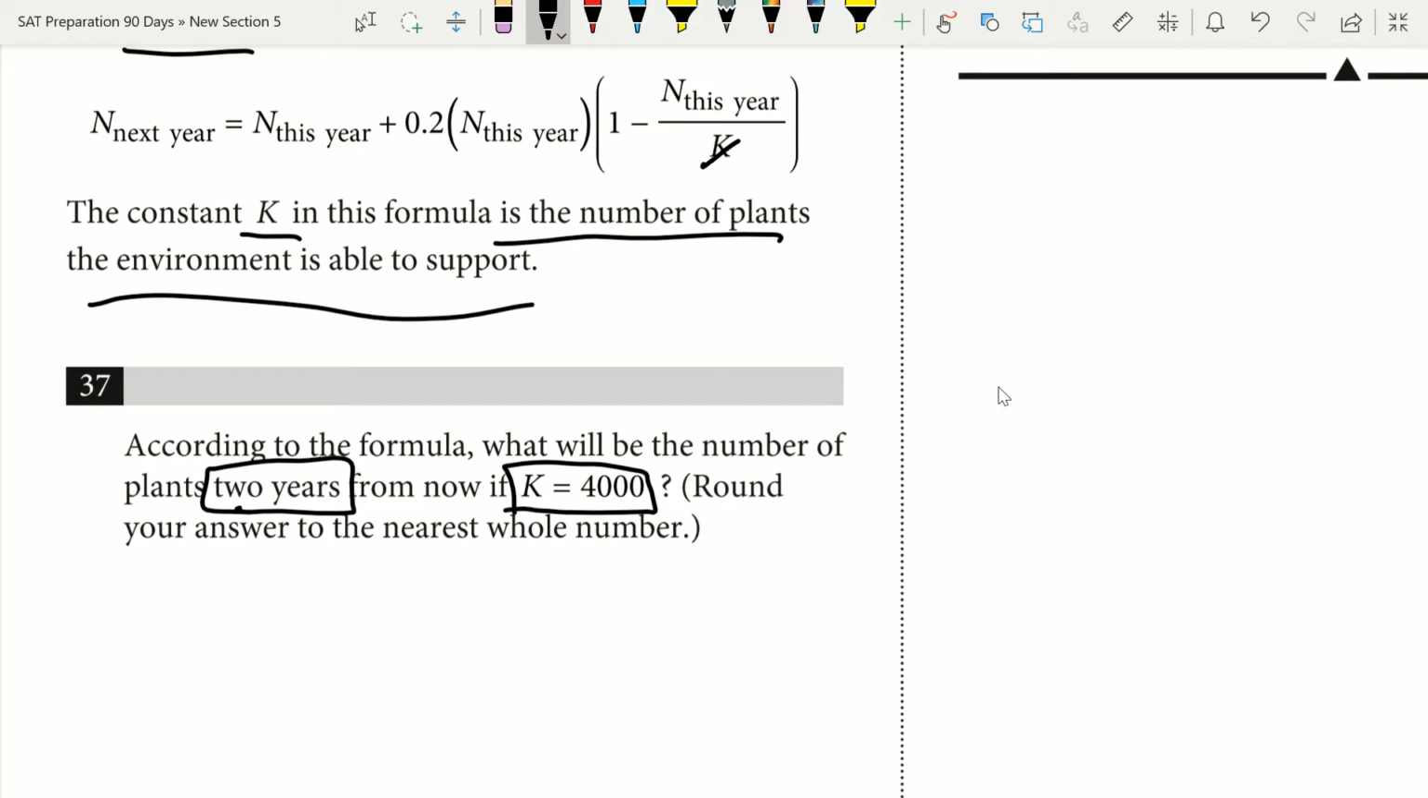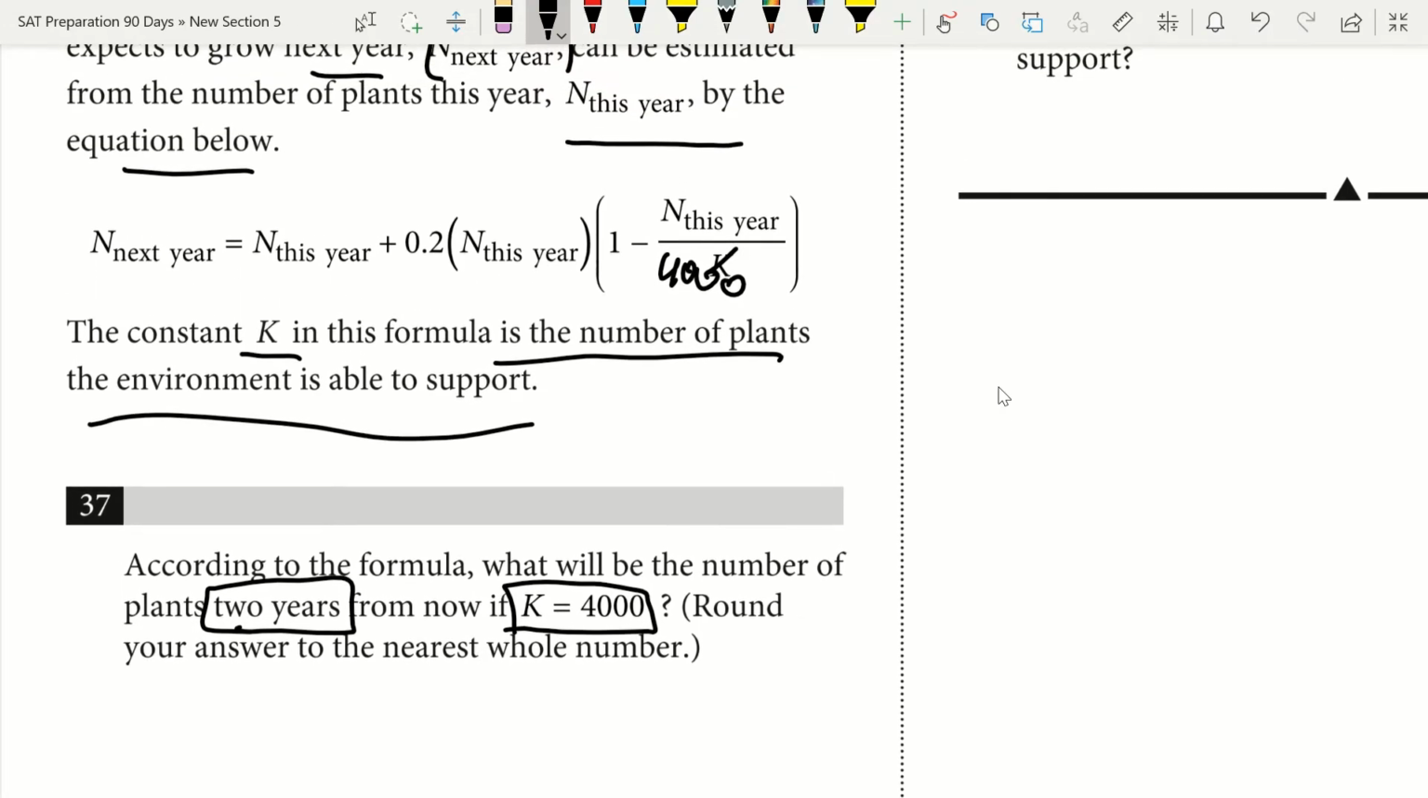So we plug 4,000 in here for now, for 37, not for 38 because it doesn't say to. Unless it does, then we will. All right, but we got 4,000 right there. So now we're solving for what the number of plants will be 2 years from now.